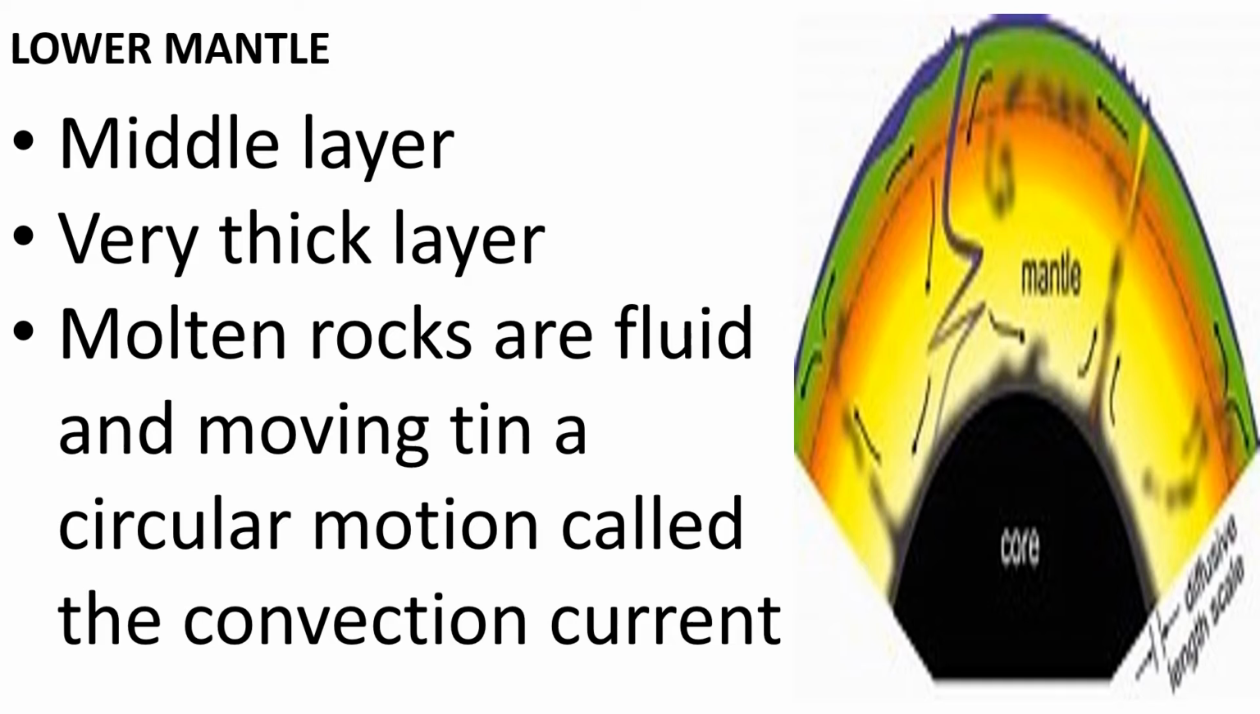So where can you find the lower mantle? It is in the middle layer of the Earth, and it is very thick. Molten rocks are fluid and moving in a circular motion called the convection current. If you look at the picture, this is where it can be found.